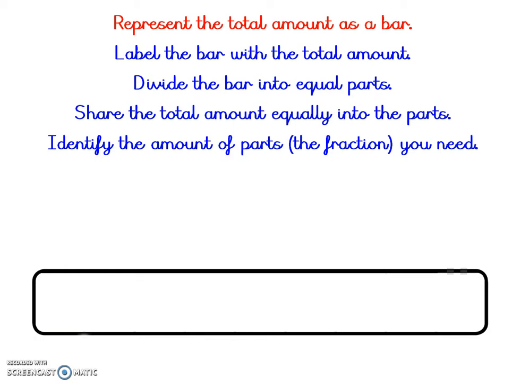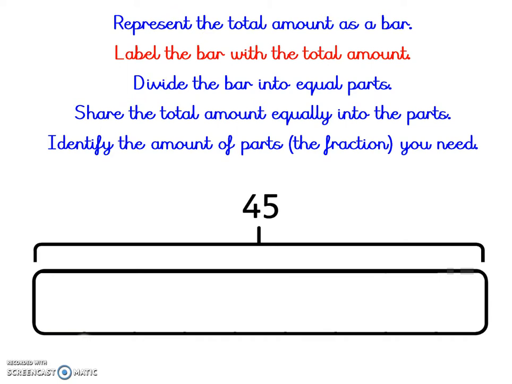And step 1, we represent that total amount, the whole thing, as one whole bar. Label your bar with the whole amount. This makes it easier for you to see when you're working back whether there's been any mistakes that have happened. So in this case, that whole bar is worth 45. Then look at the fraction that you're working with. What's the denominator? Because that bar that's in front of you is now going to be chopped into that many equal parts. So in this case, I've got my 45 and I've chopped it into 9 parts, which means I must be working in 9ths.